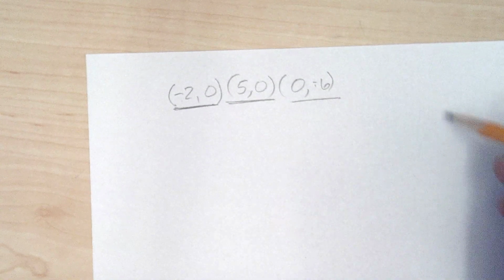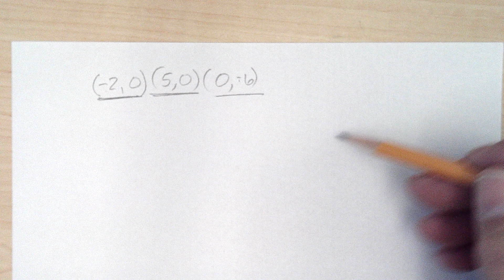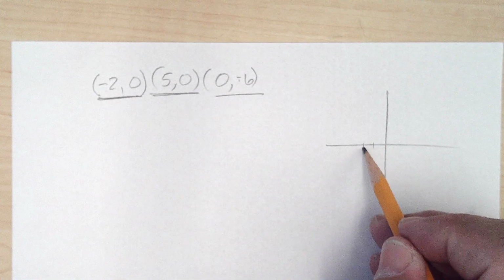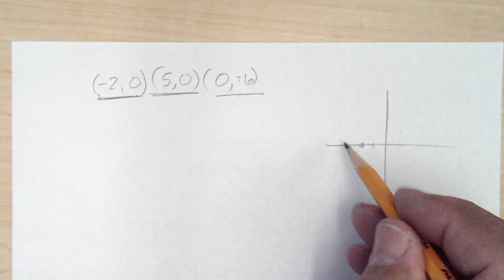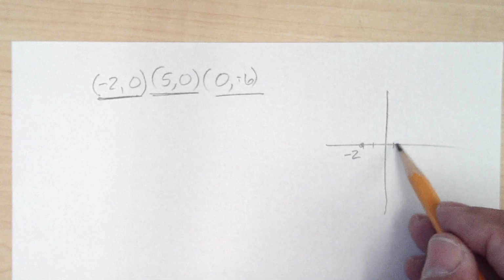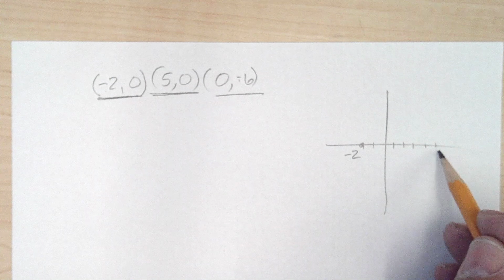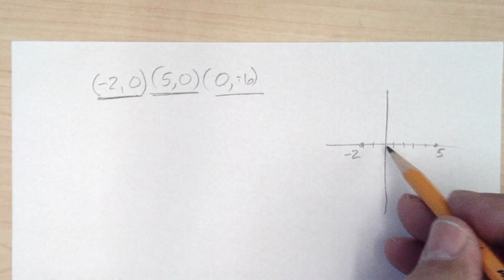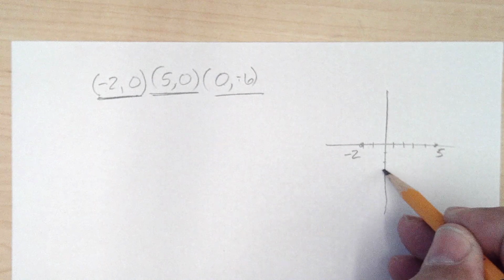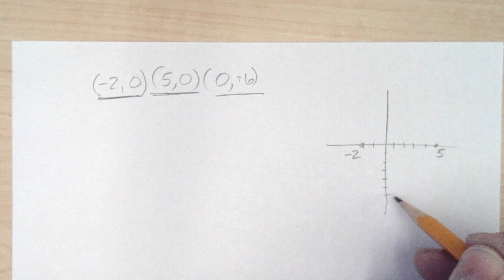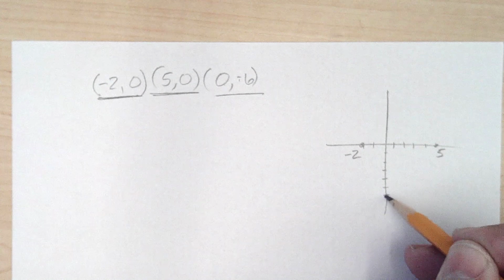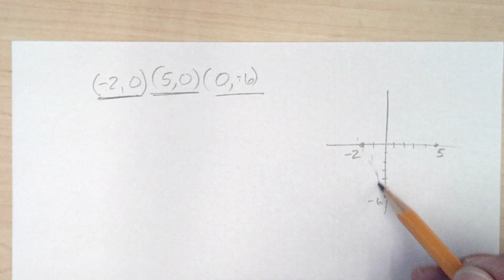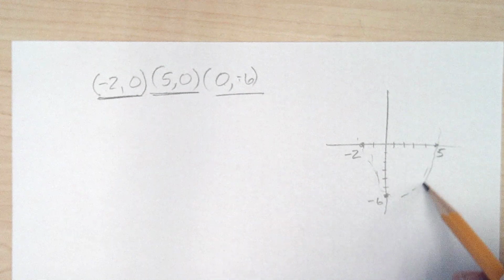So just to get an idea of what we're doing, we're going to sketch a quick graph of where these are. If one's at (-2, 0), and one's at (5, 0), and we have a y-intercept at (0, -6), then the parabola must go down and then go back up.